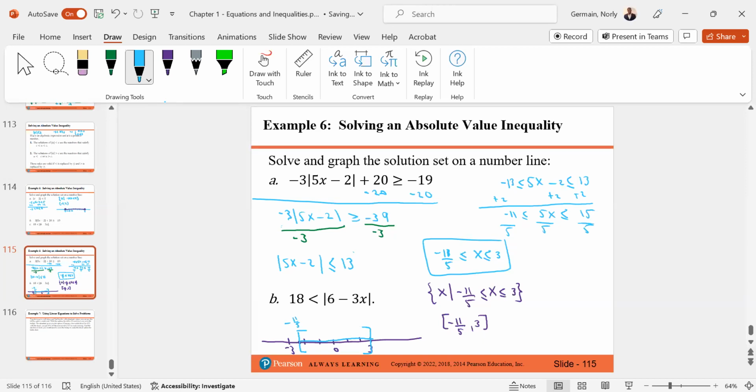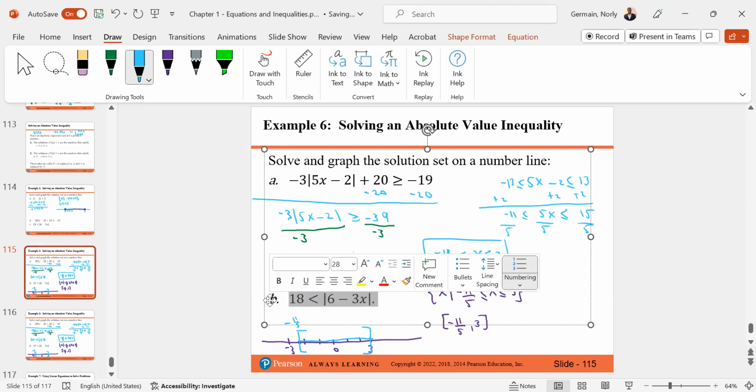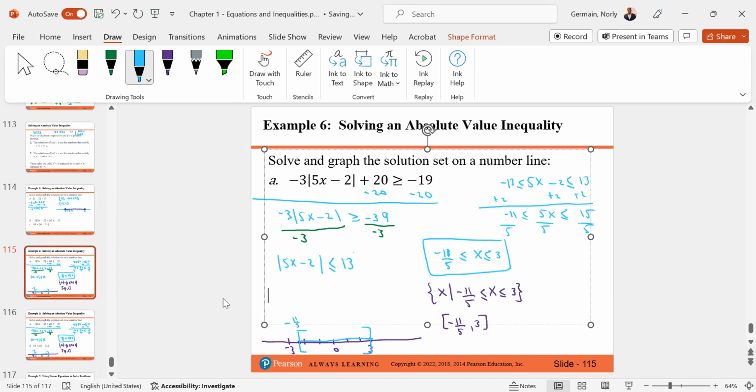Another beautiful example, probably you would enjoy. I need to erase this one because that's not the answer for the last one, so we don't get confused. Now, let's do the last part.